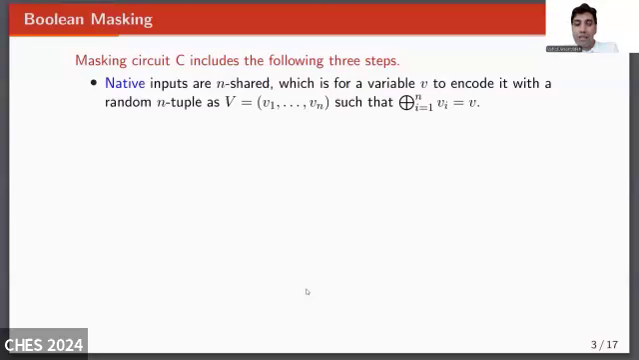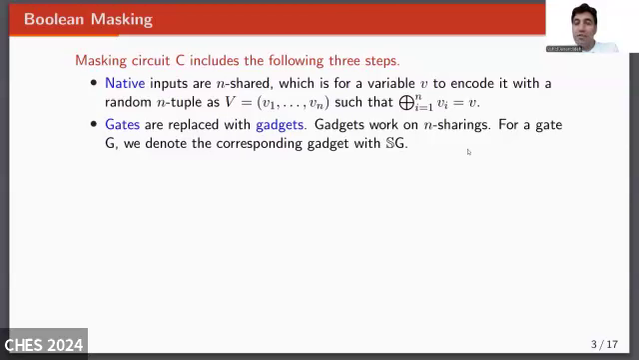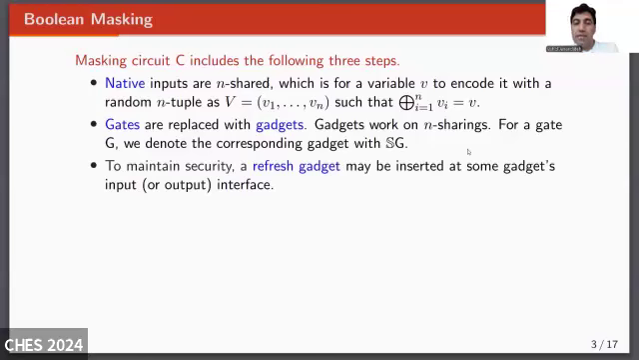Our work considers protected circuits, and protection is usually achieved with masking. Masking is done in 3 steps. First, native inputs are n-shared. That is, if variable v is an input, it is replaced with a vector of values such as capital V, and these values are shares. They are chosen randomly such that their sum equals v. Gates are replaced with gadgets. Gadgets work on n-sharings: they accept n-sharings and produce n-sharings. To maintain security, a refresh gadget may be inserted at some of the interfaces.